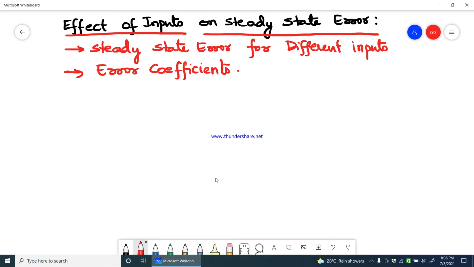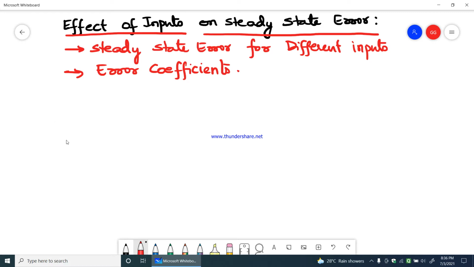Hello students, let us now look into the effect of different inputs on steady state error that we have derived in the previous video. Here we will be trying to see two types of derivations. One is we will find out the steady state error for each input that is applied to any control system, and we will also see the error coefficients for all these different inputs that we apply to a control system.